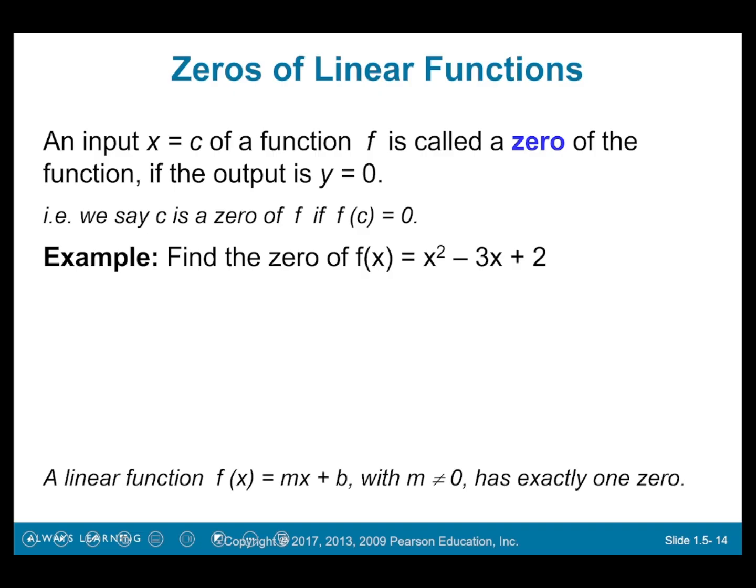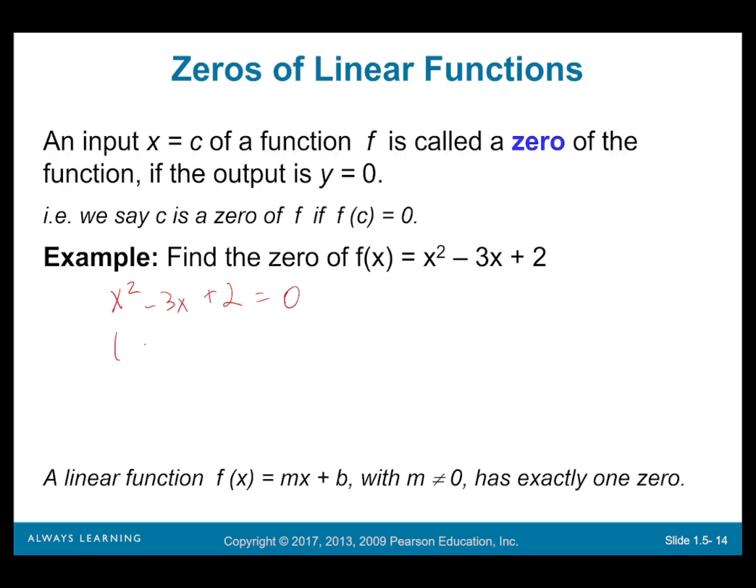Now, zeros of linear functions. So any input x equals c of a function f is called a zero if the output is y equals 0. So we say c is a zero of f if f of c equals 0. So when you're asked to find the zero of some function, you're going to take that function and set it equal to 0 and solve for what input gives you an output of 0. Okay, so I'm going to set x squared minus 3x plus 2 equal to 0 and find out what value of x gives us the output of 0. We call that value of x the zero of f.